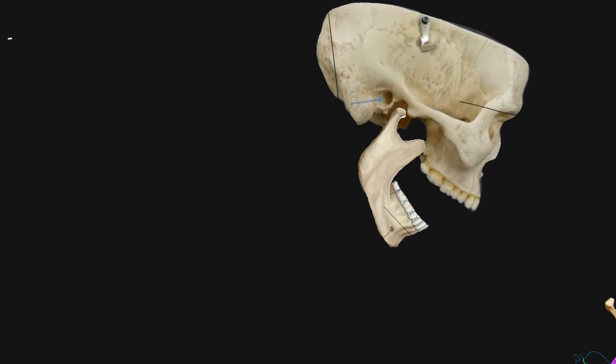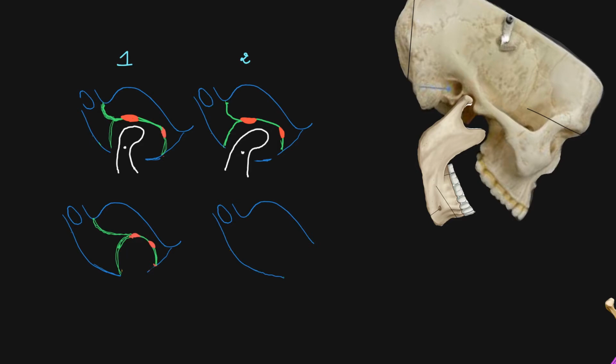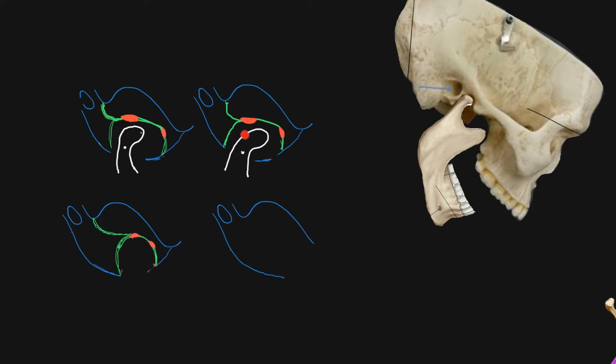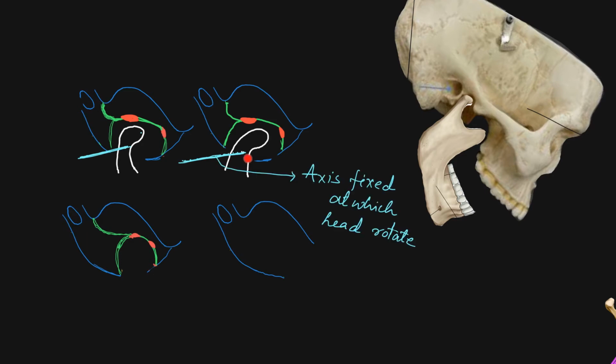For that, we see the joint cavity again. In this joint cavity, we will see the articular capsule. Below that, there is the head of mandible, which gives you the movement. This head of mandible, from figure 1 going to figure 2, shows you the forward and downward rotation of the head of mandible. The head of mandible is only going forward and downward. So there is only movement of the head of mandible, that is rotation at the horizontal axis. The axis is fixed at its place.